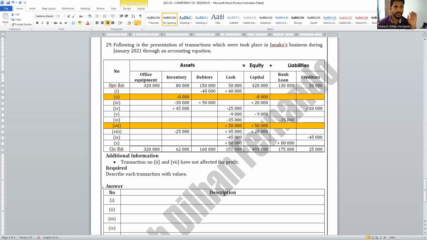Right, 29. The rest has to be done as homework. Transaction number 1, 2, 3, 4, 5, 6, 7, 8, 9, and 10. I'm describing only transaction number 2 and transaction number 7.